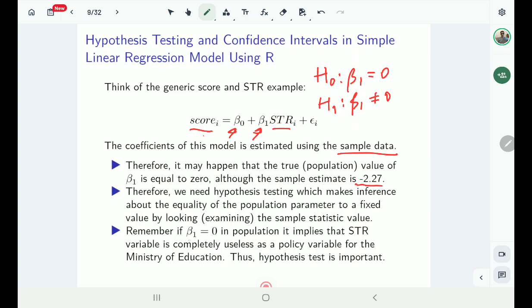So if beta 1 is equal to 0 in the population, it would imply that the student to teacher ratio variable is completely useless as a policy variable. So you cannot advise the ministry to decrease the class sizes to boost the student performances. Therefore, we need hypothesis testing about those parameters. Again, we are operating at the sample level. We don't have access to the whole population data.